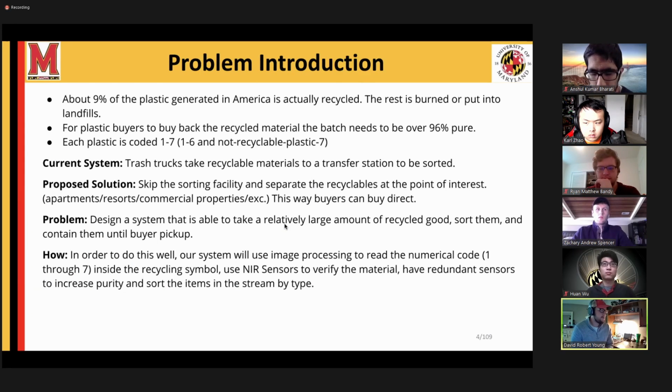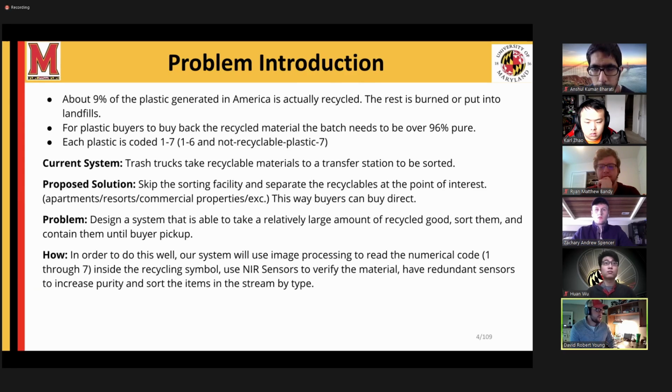The EPA estimates around 3,090 tons of plastic is recycled each year. This is small compared to the 35,680 tons of plastic generated in 2018 alone. This means about 9% of the plastic generated is actually recycled.